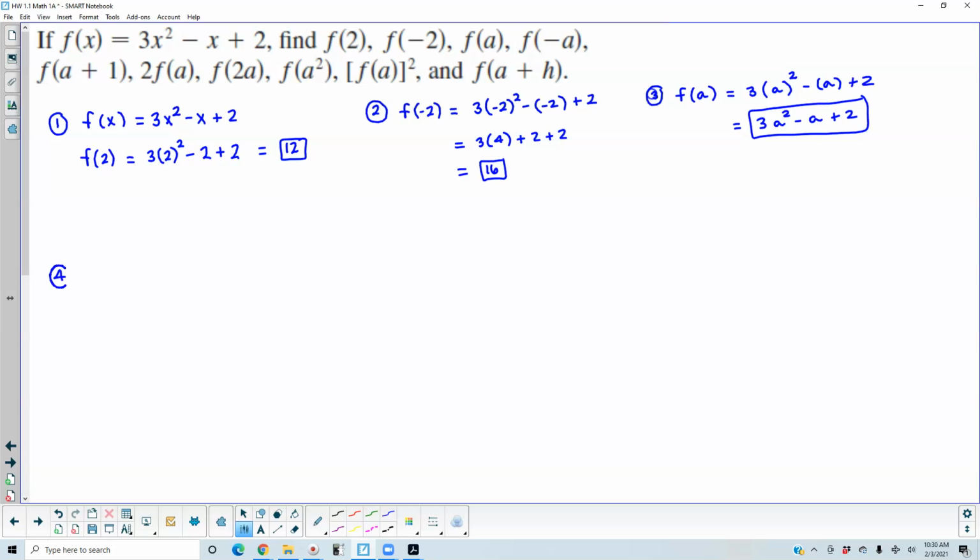Okay, number 4, we want to find f of negative a. So plug it into our function, 3 times negative a squared minus a negative a plus 2. Well, that will equal 3a squared plus a plus 2.